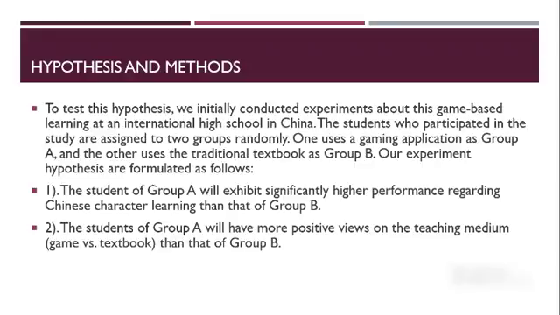To test this hypothesis, we initially conducted experiments on game-based learning at an international high school. The students who participated in the study were assigned to groups randomly. One uses a gaming application as Group A, and the other uses the traditional textbook as Group B. Our experiment hypotheses are formulated as follows. First, the students of Group A will exhibit significantly higher performance regarding Chinese character learning than those of Group B. Second, the students of Group A will have more positive views on the teaching medium than those of Group B.